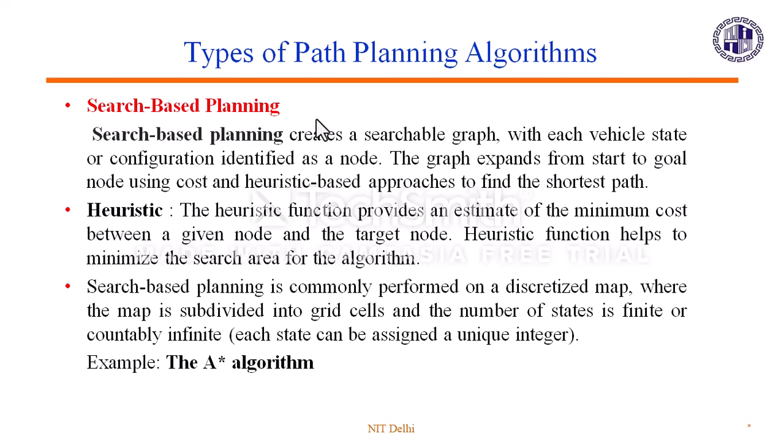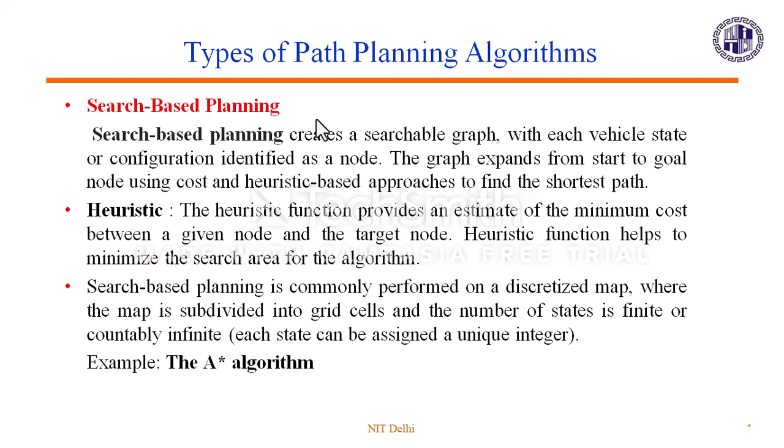Heuristic function is basically used to help the algorithm to minimize the search area. Search-based planning is commonly preferred on a discretized map where the map is subdivided into grid cells and the number of states is finite or countably infinite. The popular example of search-based planning is the A-star algorithm.